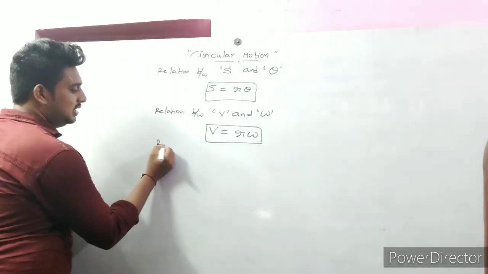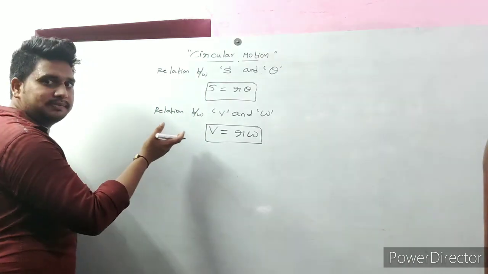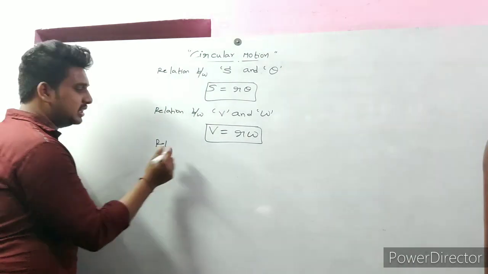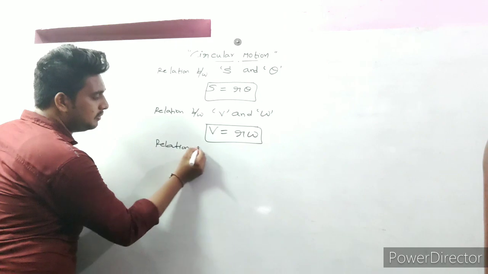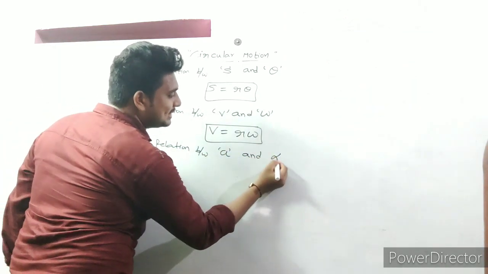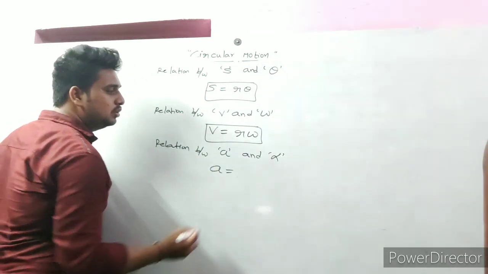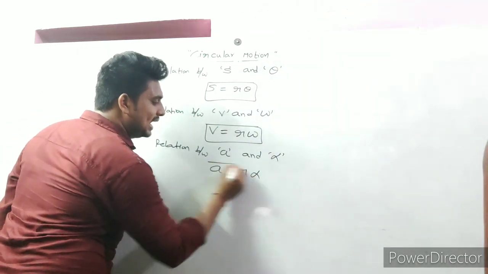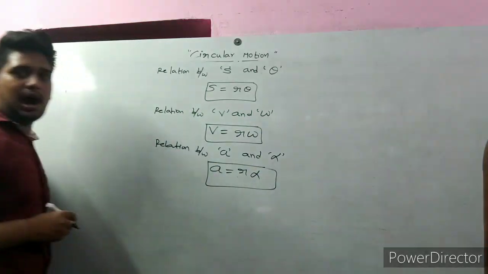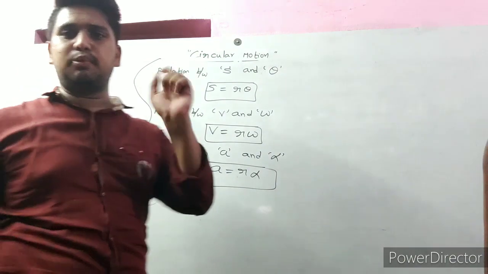Simple. Next, a few minutes back we solved one question, and that was solved using the relation between linear acceleration and angular acceleration. So linear acceleration a is equal to r into angular acceleration. a is equal to r into alpha. So these three formulas are very, very important.